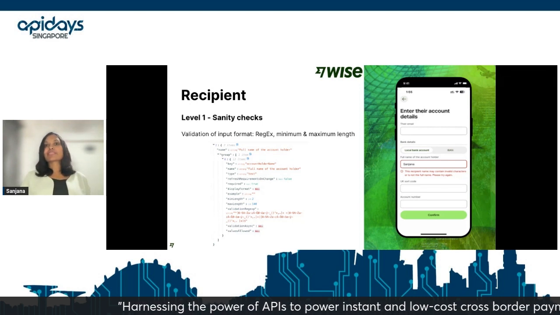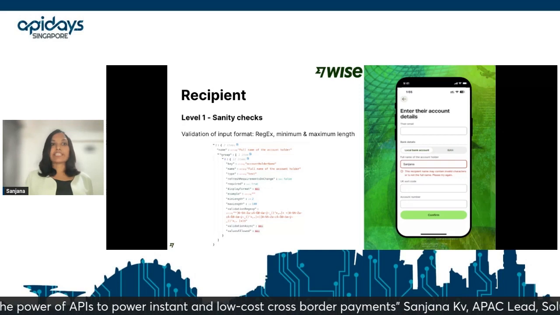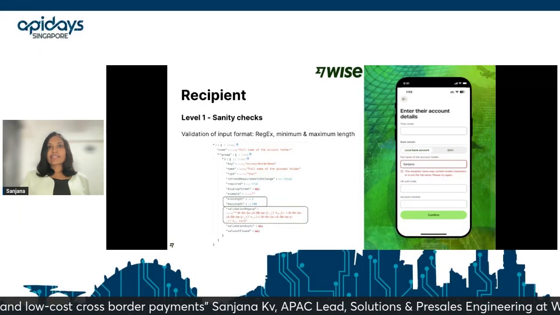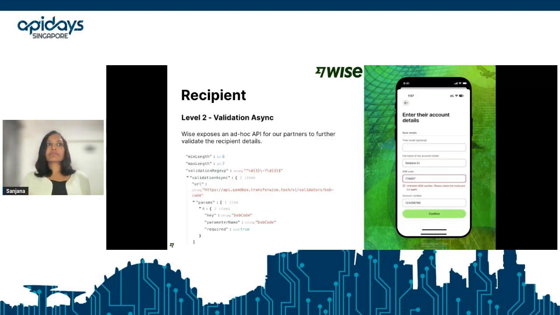If you see on the screen on the right, I've actually put in a single word name. But the regex actually says that there have to be 2 names, so there should be a first name as well as a last name. And then there's a min length and max length. These are some sanity checks which can be performed way early in the flow so that any kind of recipient failure can be caught earlier in the flow.